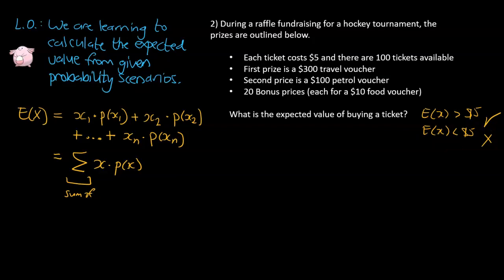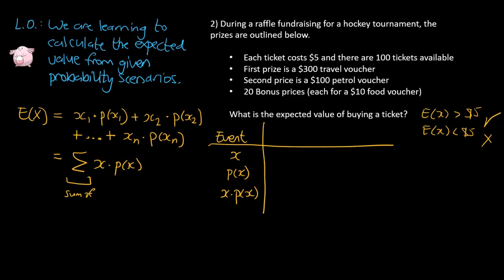The table's going to look a little bit different because last time we went down to x and then the probability of x, and then we went down to x times the probability of x. But there's an extra layer here depending on what the prize is. So what I'm going to do is start my table with the event. And the events that we have here, you could win the first prize.